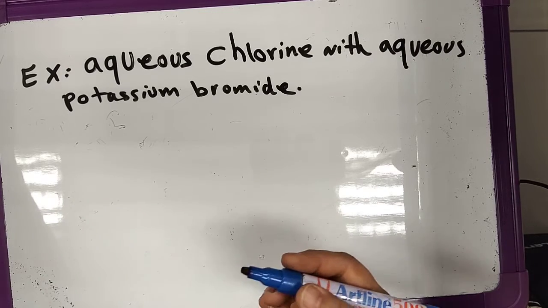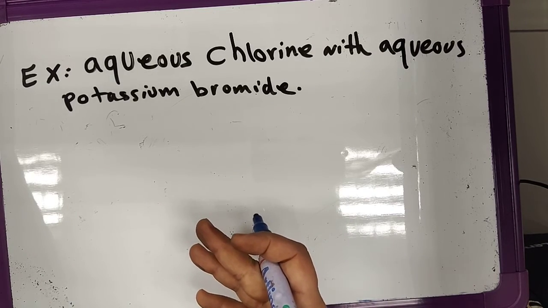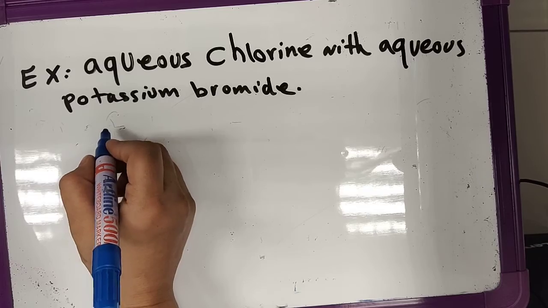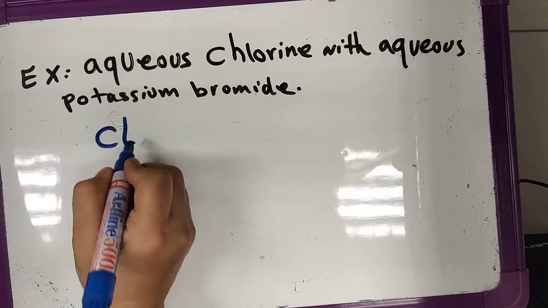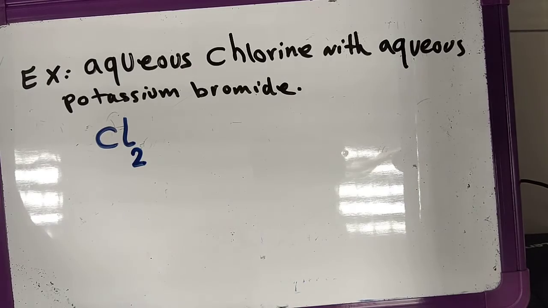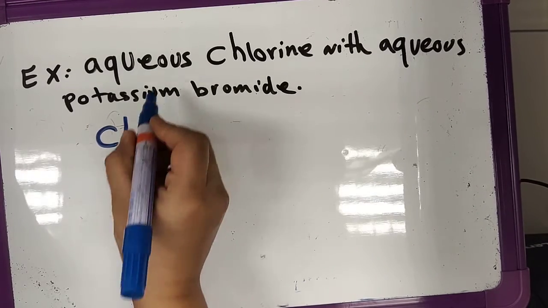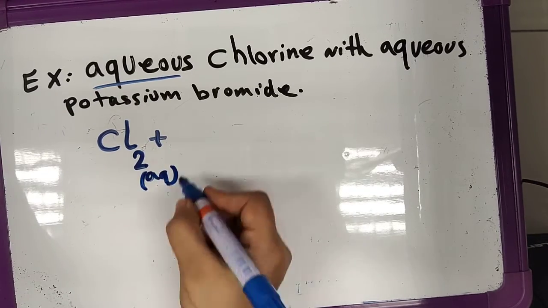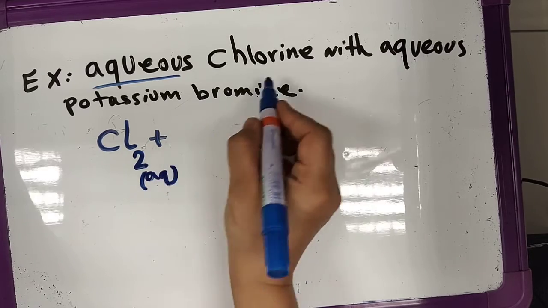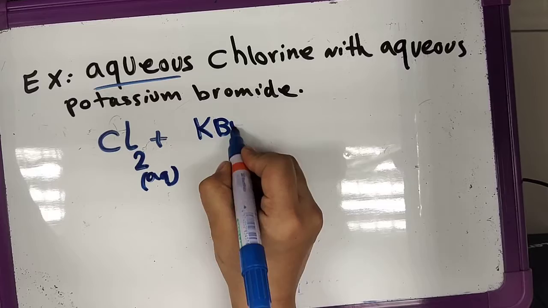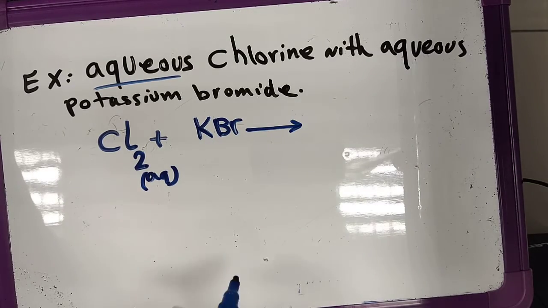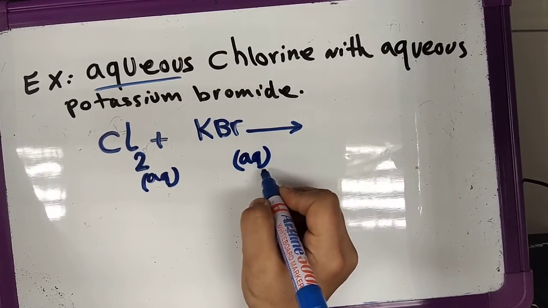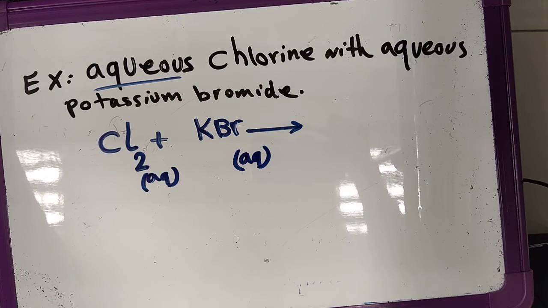First, predict the products and write each of the substance formulas and write the full chemical equation. So how should I write it? I know that this is chlorine, so Cl is diatomic, so I have to write Cl2. The state is aqueous, as already mentioned. You know chlorine is a gas, but this one is aqueous, so I write Cl2 (aq). The other one is potassium bromide. This is also aqueous, because our halides also are soluble.